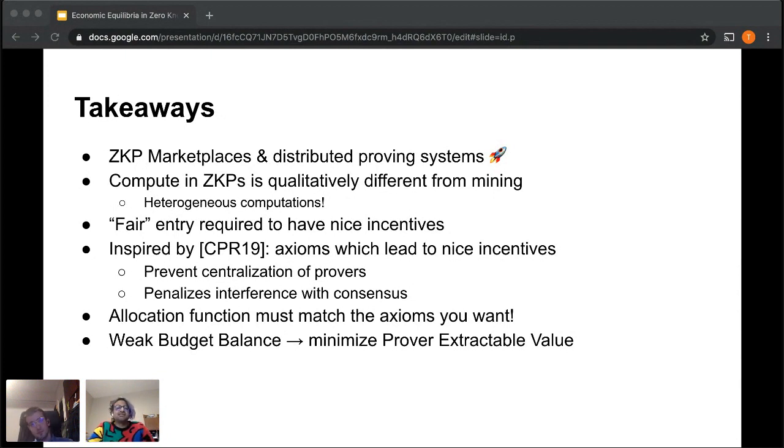we were inspired by this recent work to give economic understanding via axioms to some of the rules that people are using in protocols. It reverse engineers the allocation rules and makes them much more salient. And in a lot of ways, by doing that, you can start thinking about fairness directly, such as how do you prevent centralization? How do you prevent interference with consensus? And fundamentally, the allocation function must match the axiom you want. And if you want to have a rigorous protocol, you need to construct both of those correctly.